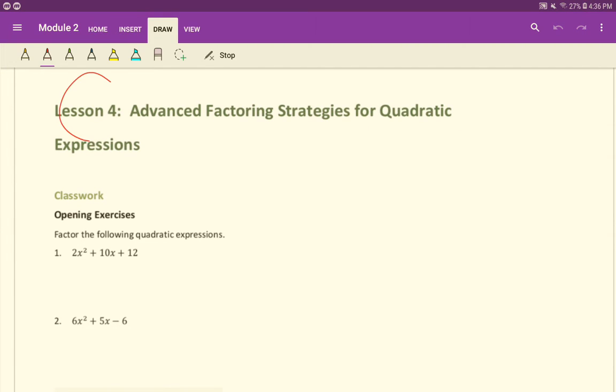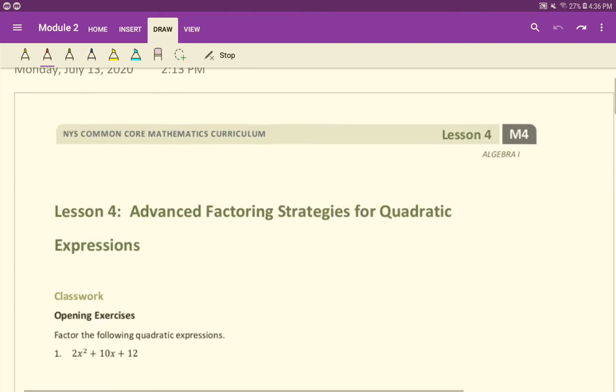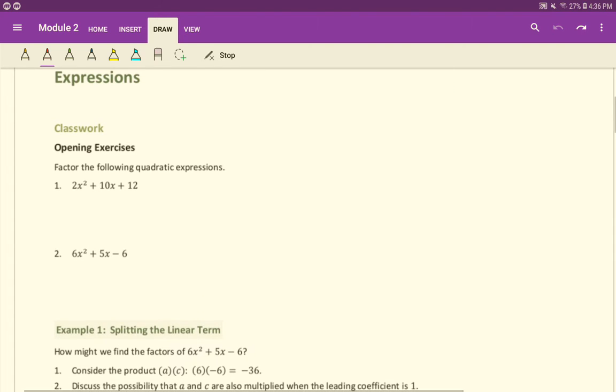Even though it says lesson 4 here, you can forget about that, don't worry. Lesson 3 in module 2. We're going to look at some other strategies for factoring quadratic expressions. So let's get into it here. So we're asked to factor these quadratic expressions here.